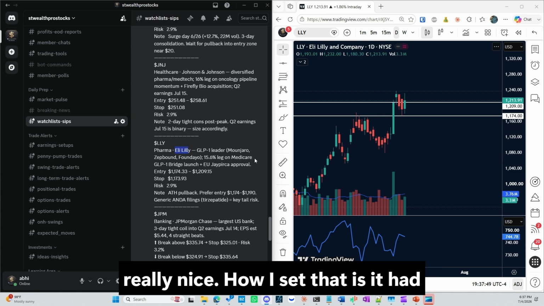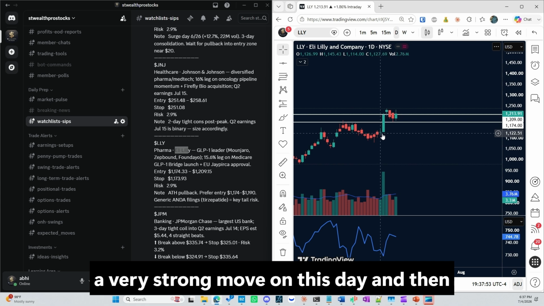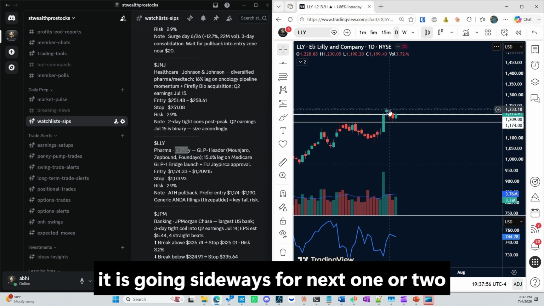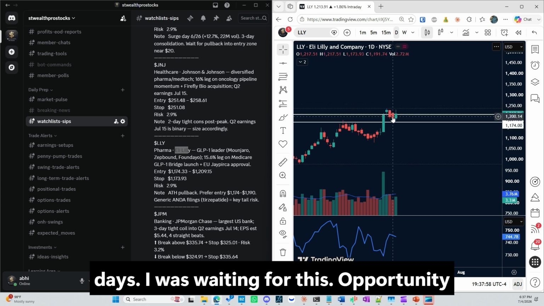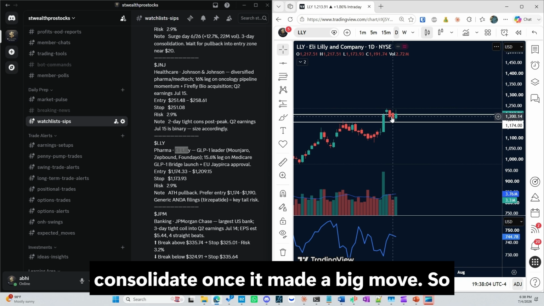Eli Lilly is setting up really nice. How I said that is it had a very strong move on this day, and then it went sideways for the next one or two days. I was actually waiting for this opportunity, waiting for it to consolidate once it made a big move.